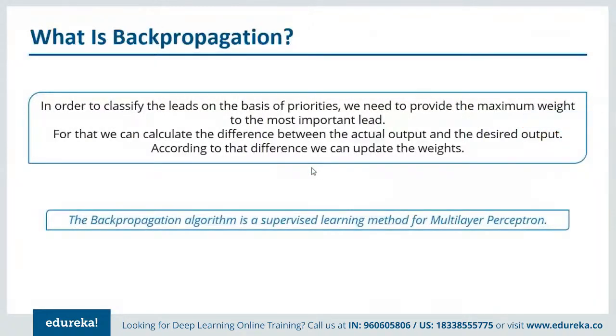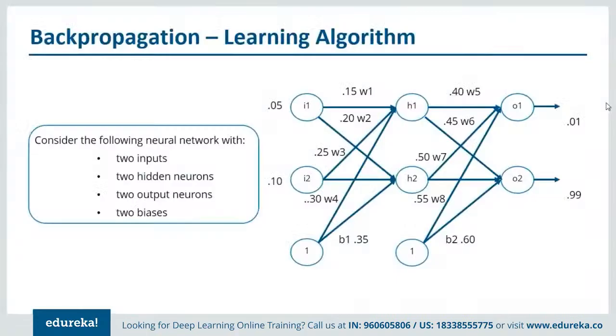Now let us understand what exactly this algorithm is. Let us understand this with an example that is there in front of your screen. These two are our input neurons, these two are our hidden neurons, and these two are our output neurons. Our aim is to get 0.01 and 0.99 as our output, and at the same time, we have inputs as 0.05 and 0.10.